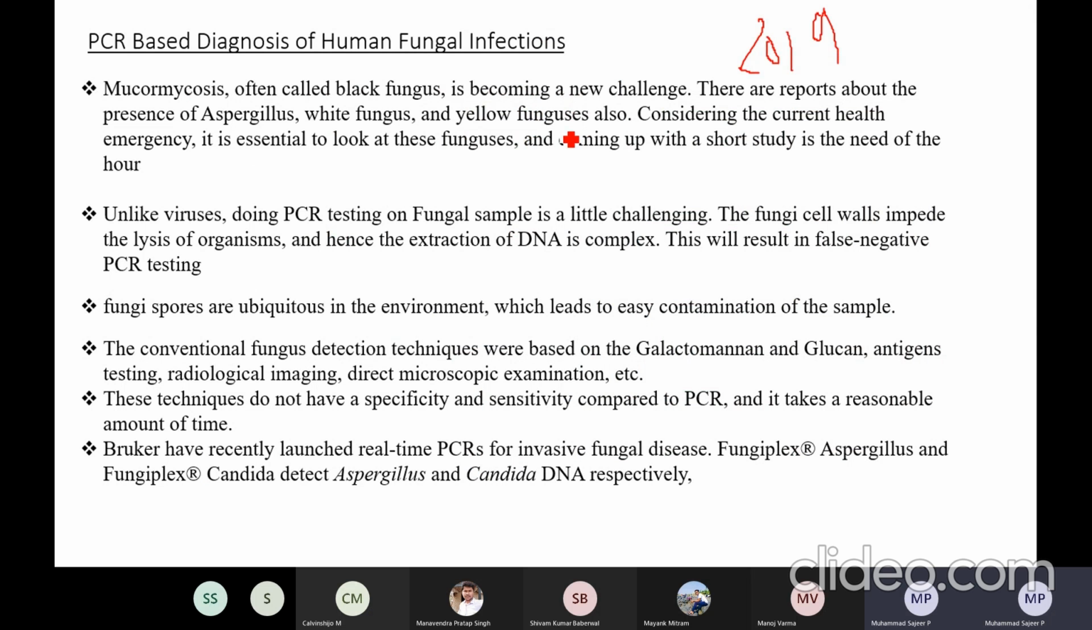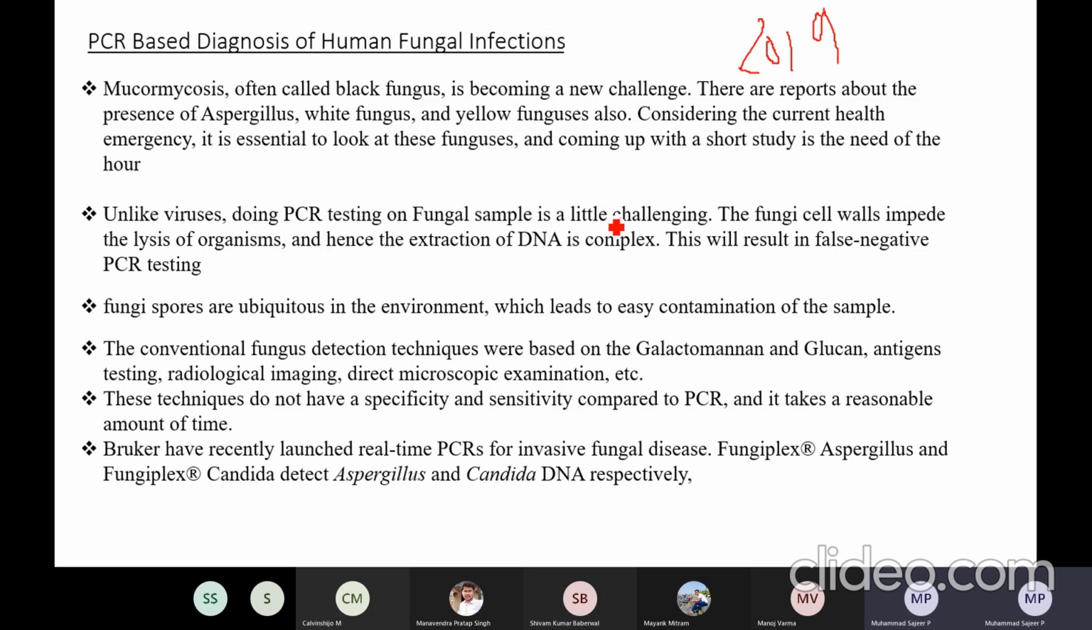you are not in a stable state, you will have to remove the eye or whatever the body part, and that is a tragic thing. So we need to detect it as early as possible. Otherwise, if you get late, your eyes will be gone. That is really bad. So unlike viruses, doing PCR testing on fungal samples is a little challenging.